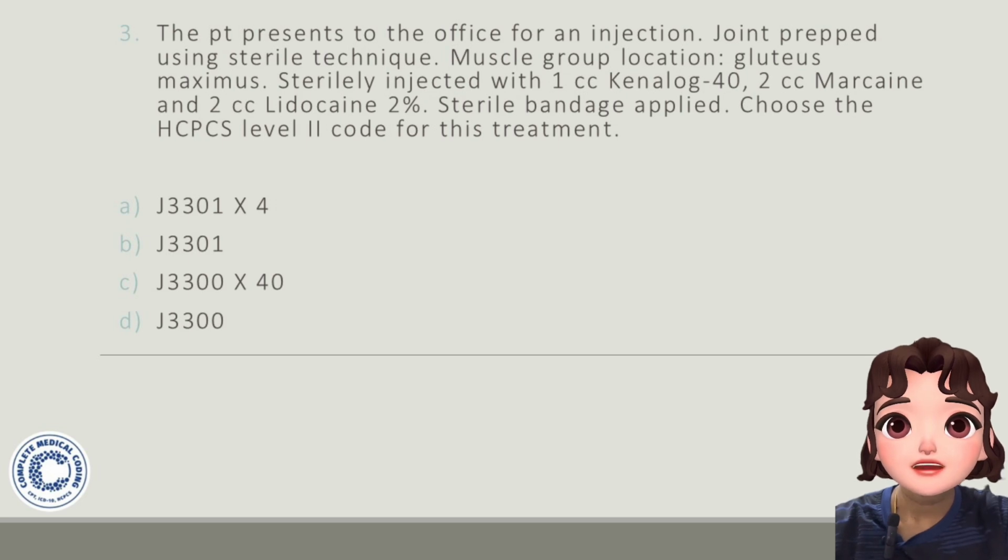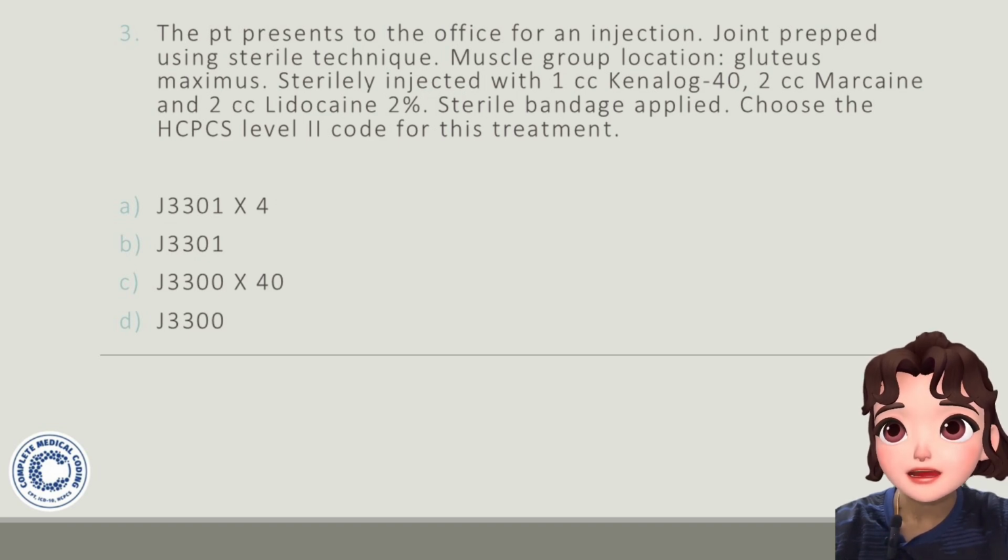Now moving on to the third question. The patient presents to the office for an injection. Joint prepped using sterile technique. Muscle group location gluteus maximus. Sterilely injected with a 1 cc Kenalog 40, 2 cc Marcaine and 2 cc lidocaine 2%. Sterile bandage applied. Choose the HCPCS level 2 code for this treatment. So this is a little easy. This is for the injection.